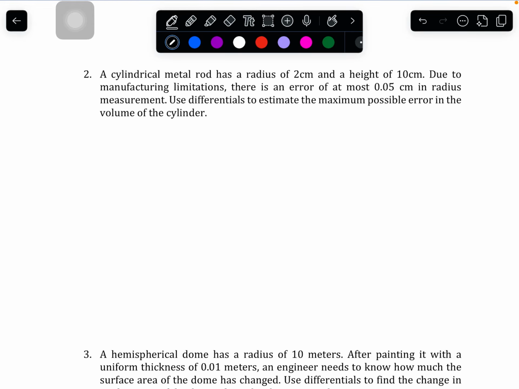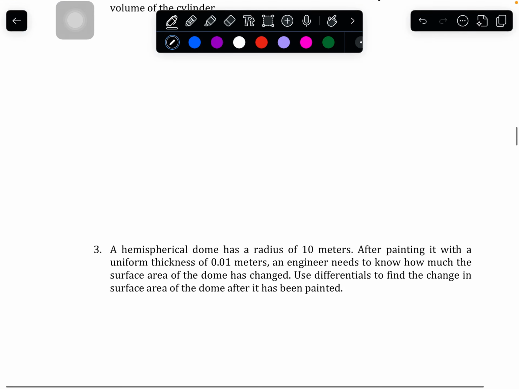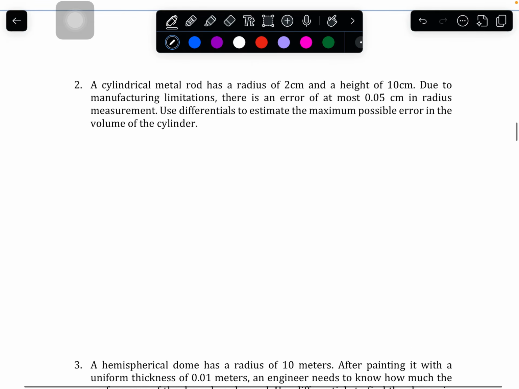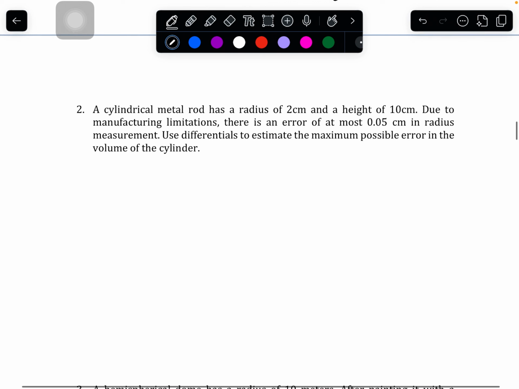Okay, let's move on to number 2. These are going to be our differentials problems. Don't freak out by all the words. Let's just read them super carefully, okay?